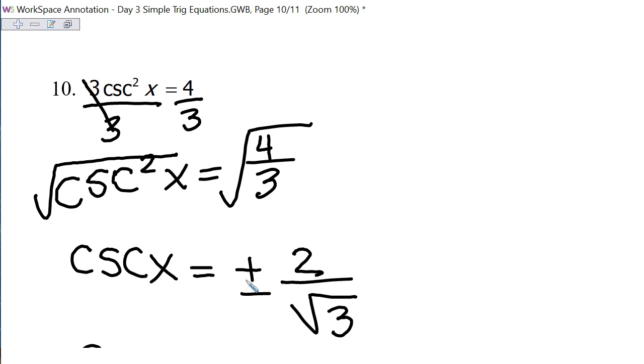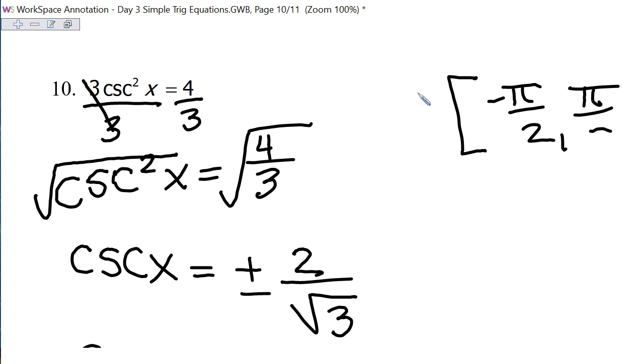So now, my answer could be in all 4 quadrants, because sine is positive in quadrants 1 and 2, and it's negative in quadrants 3 and 4. So now I have the entire coordinate plane. But I have to remember my functionality. We're talking about sine here. Sine is functional from what to what? Negative pi over 2 to positive pi over 2. So should I have an answer that's in quadrant 2 or quadrant 3? No. So don't worry about quadrant 2 or quadrant 3.